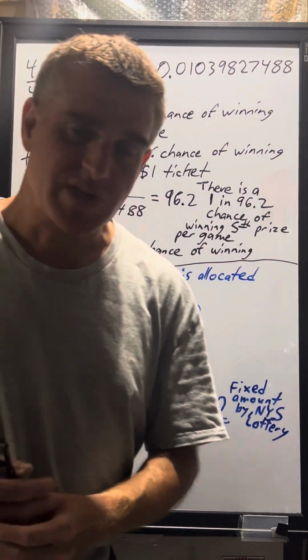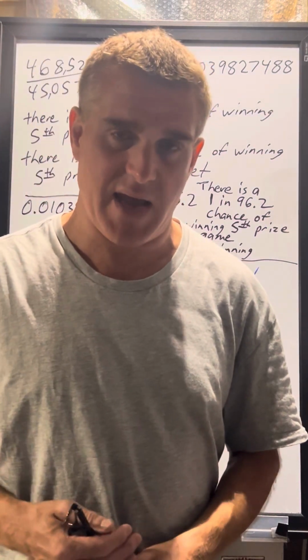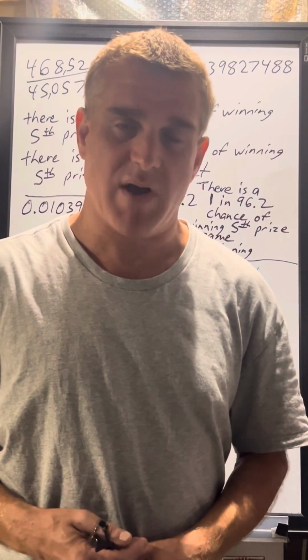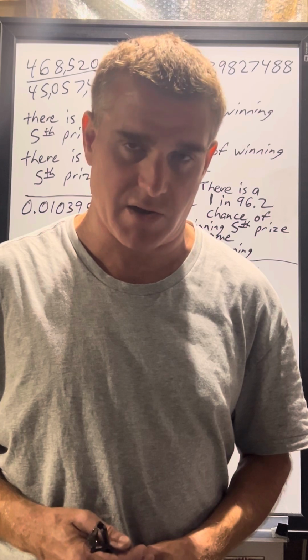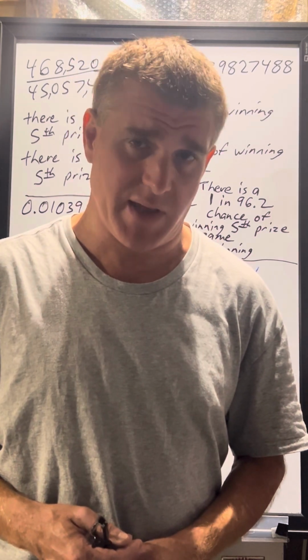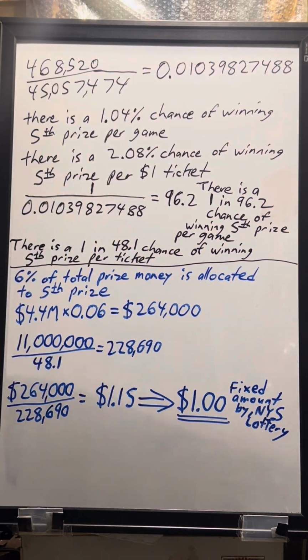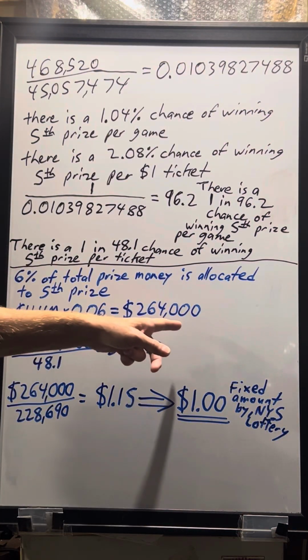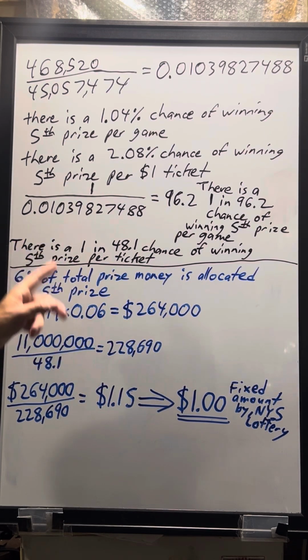Now, 6% of the total prize money is allocated to 5th prize. Total prize money was determined to be $4.4 million. So 4.4 million times 0.06 is $264,000, which is what's allocated to 5th prize.